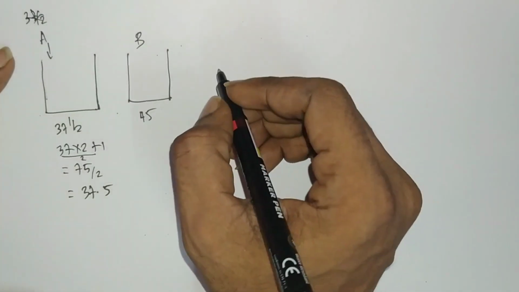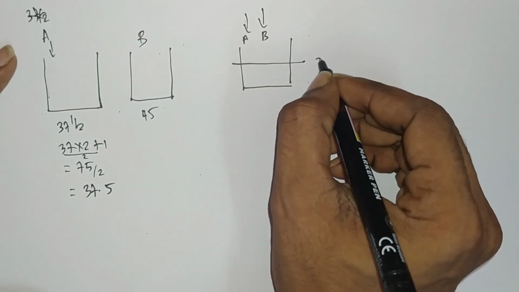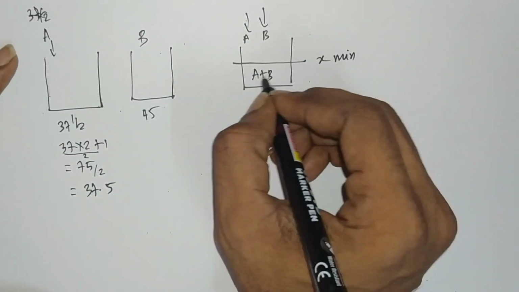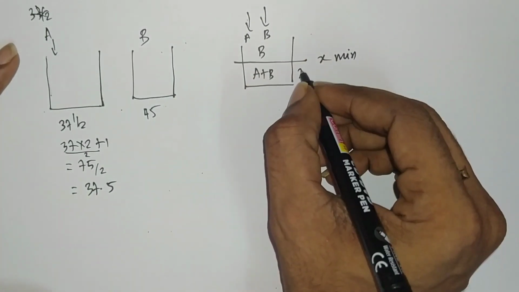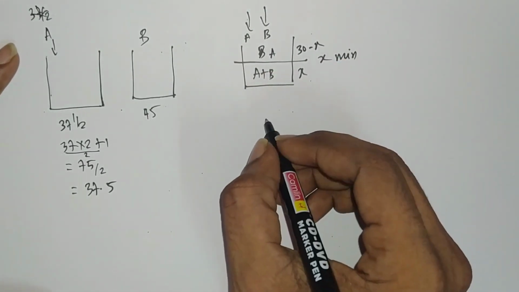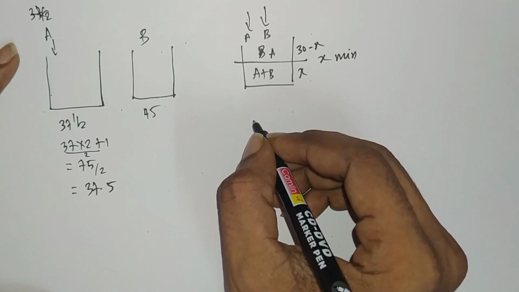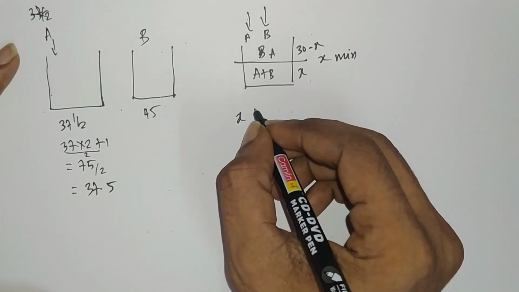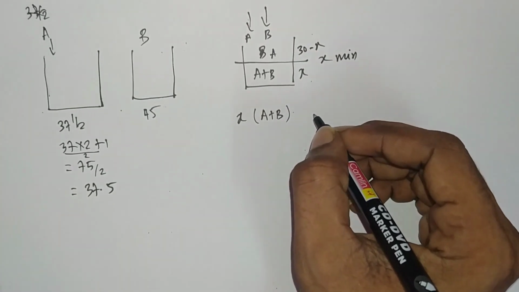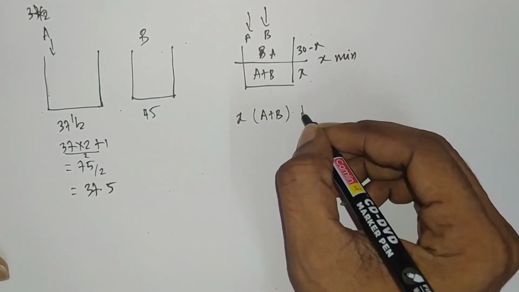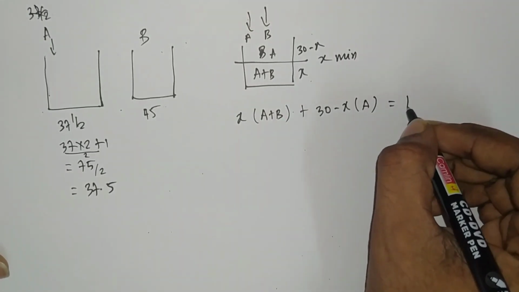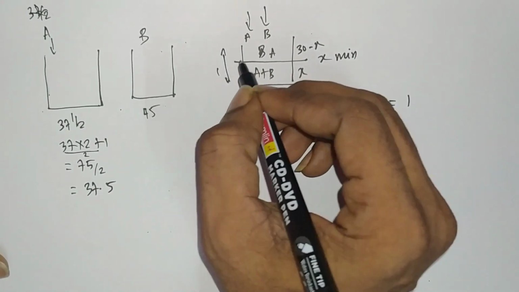From the question we know A and B are running together for some time, which is X. After X, B is turned off and only A is running, for 30 minus X. Now we have to write the equation, which is important for aptitude. In X minutes, A and B are running together, plus for 30 minus X minutes, A is running alone, so that they can fill the tank, which is 1. As already discussed, D is going to be 1.